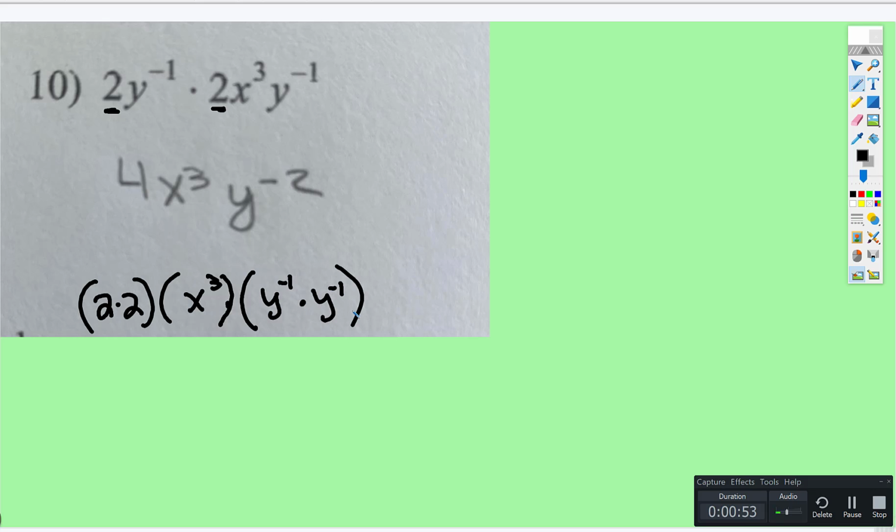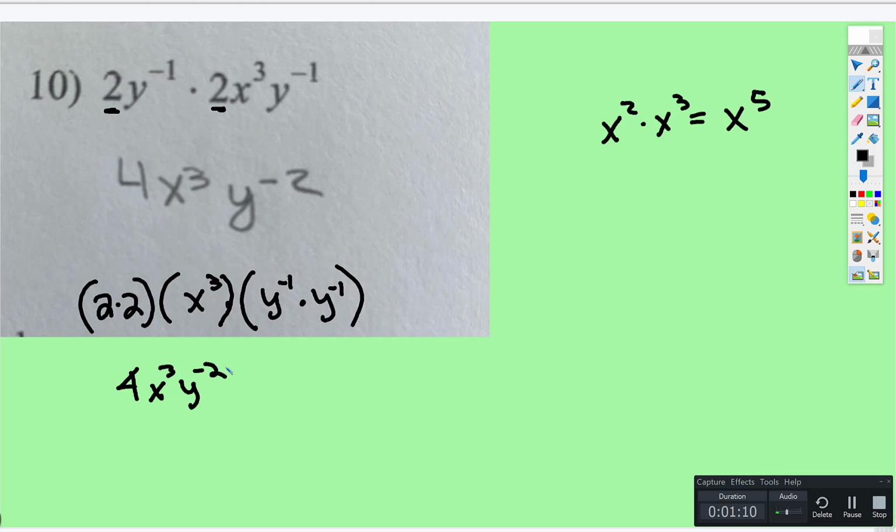So look at what you did. 2 times 2 is 4. X cubed is x cubed. Negative 1 plus negative 1. You followed the laws of exponents. When you multiply two powers with the same base, you add the exponents. So you got y to the negative second.